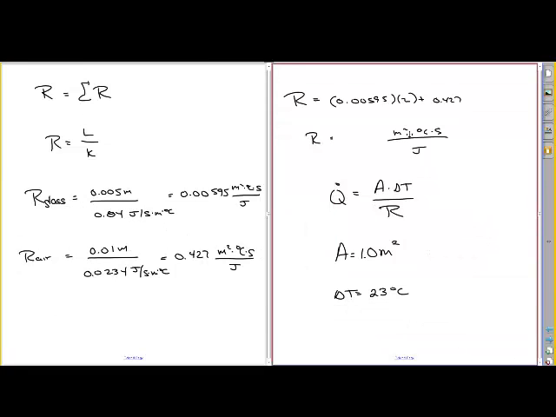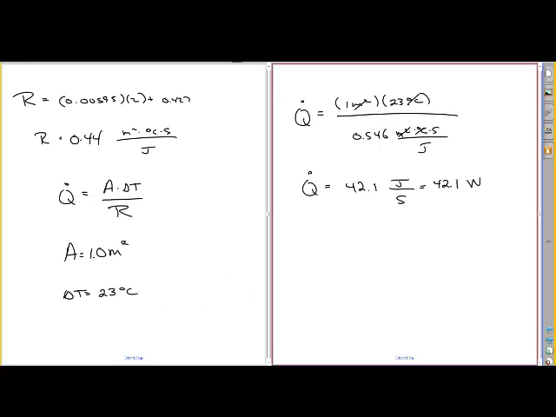Okay, I messed up there. Calculator error. I multiplied by 0.05 instead of 0.005. So what you get is 0.44. So the heat transfer rate, that should be 0.44. So we take 23 divided by 0.44. We get 52 joules per second, which is 52 watts.